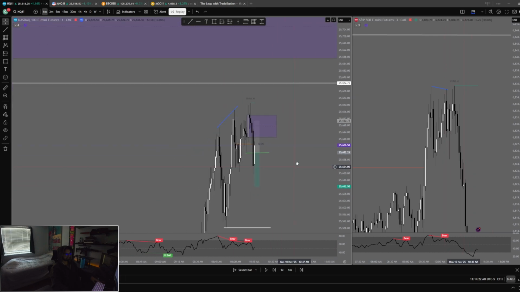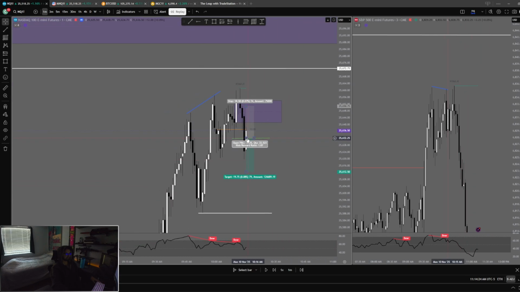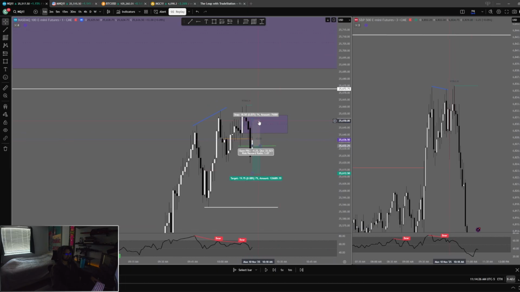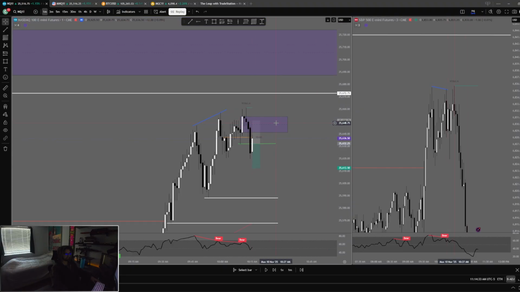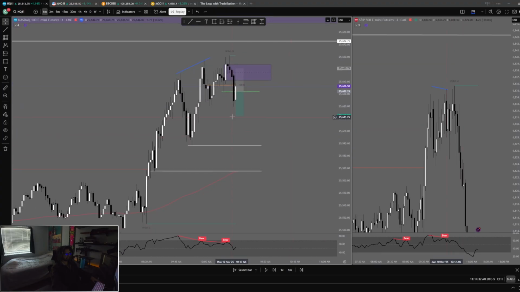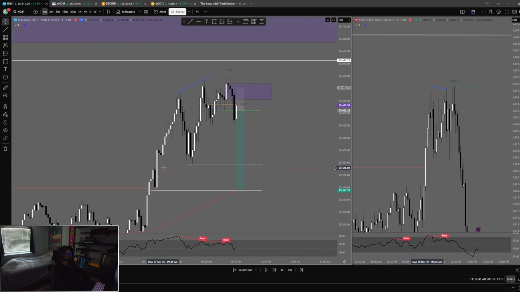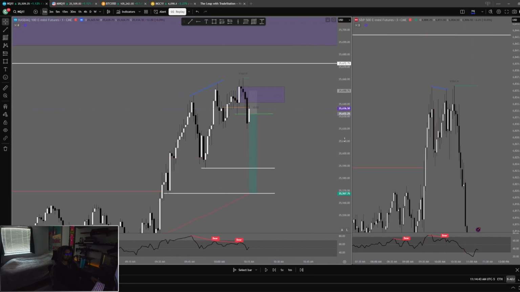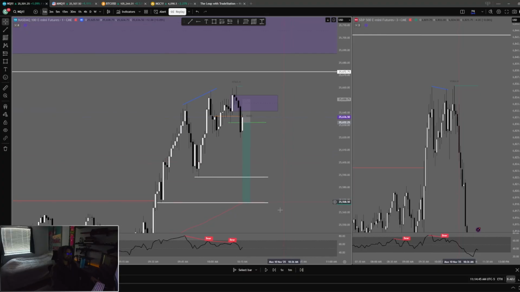Once it closed beneath this low, I set my limit right here at that break of structure level, with my stops up here at not the candle that broke the structure, but the candle above it, just so it was a little bit more breathing room and a little bit more of a protected high. My initial target was these lows down here, just because they were stacked up and I was expecting them to get taken out.